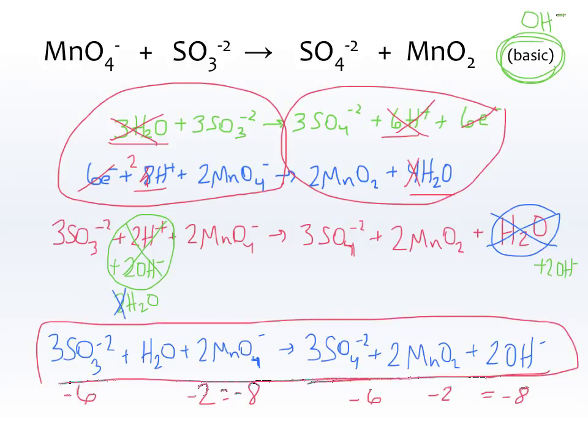Woo! Now you know how to balance redox reactions using the half reaction method. I know this seems a little complicated, but once you've done it 100 times, it actually gets pretty simple. I hope I see you again next time for precipitation reactions.